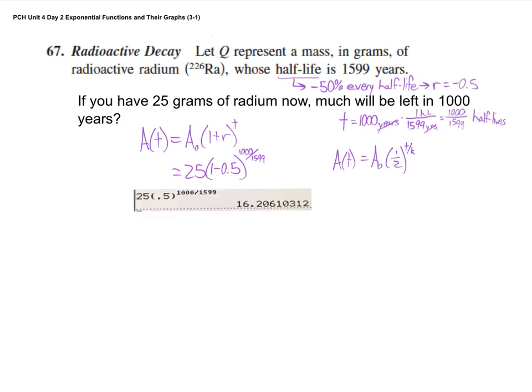Now, if we plug this into our calculator, like you see here, we end up with 16.206, or you could say that this is approximately 16.21 grams of radium. Okay, now our answer does make sense because it was less than 1,599 years, so we should still have more than half of it left. Alright, so we should have more than 12 and a half left, so that makes sense, at least from that standpoint. We have 16.21 grams of this radium that's left after 1,000 years.